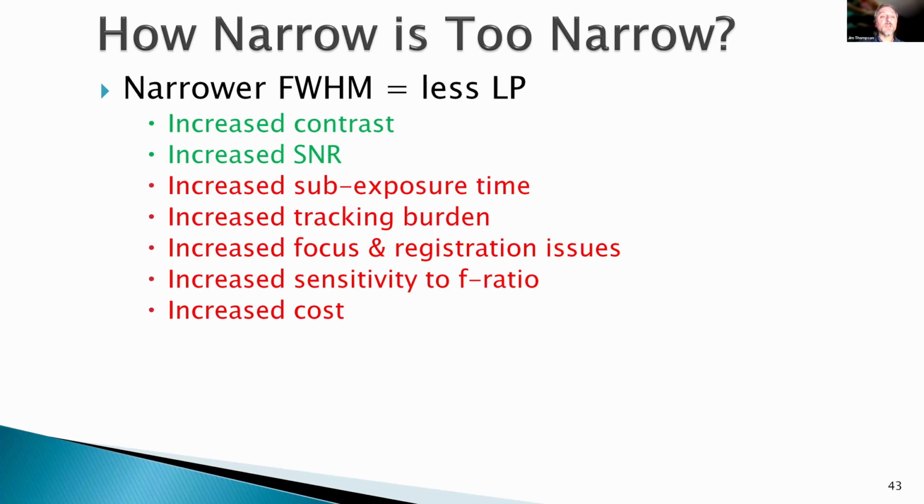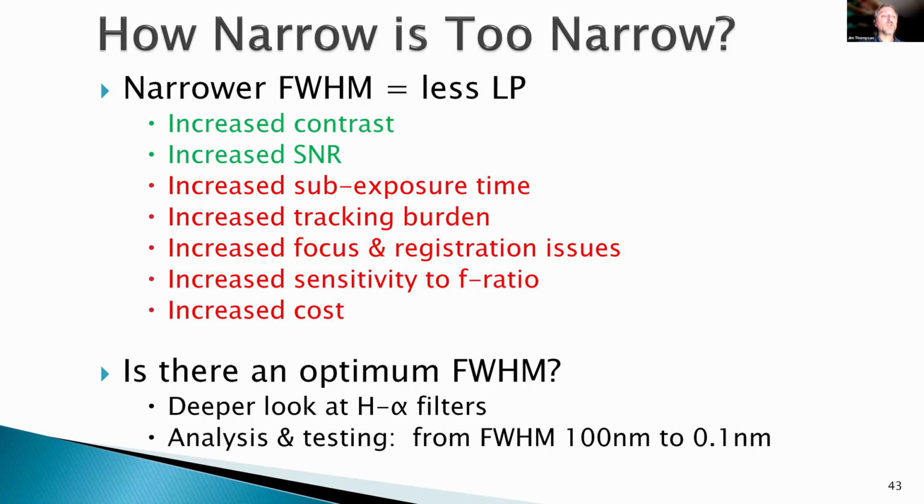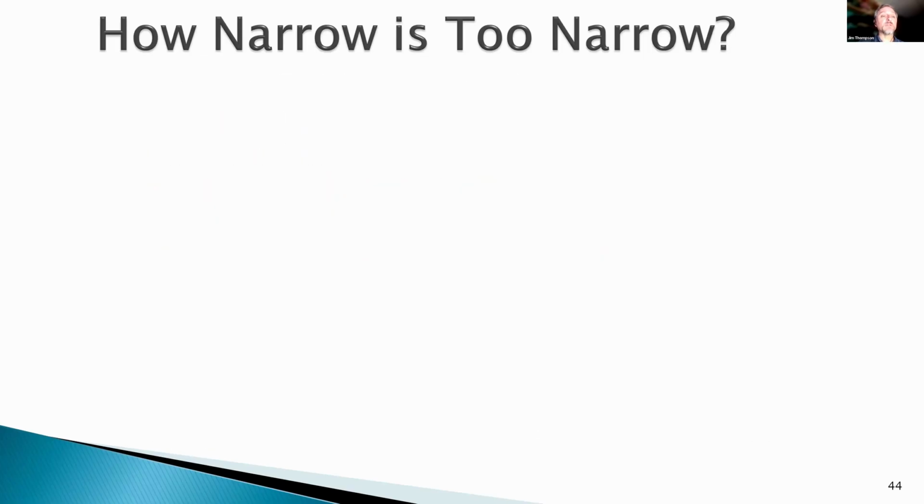All of this raised a question in my mind. Is there an optimum full width half maximum? Do the benefits at some point get outweighed by the detriments when the bandwidth is too narrow? To answer this question, I took a deeper look at hydrogen alpha filters, performing a series of analyses and tests on filters ranging in bandwidth from 100 down to 0.1 nanometers.